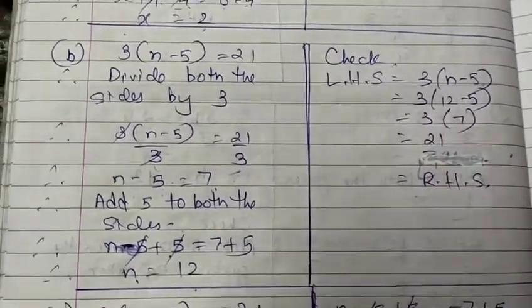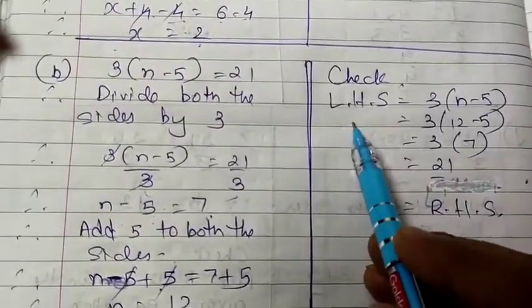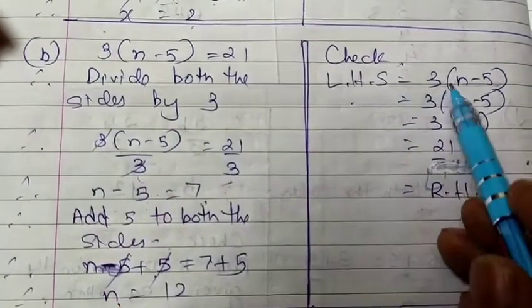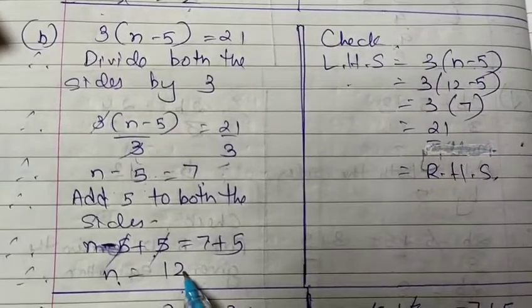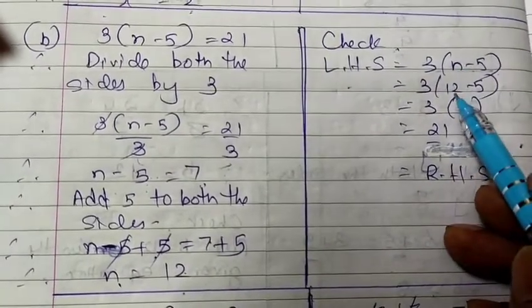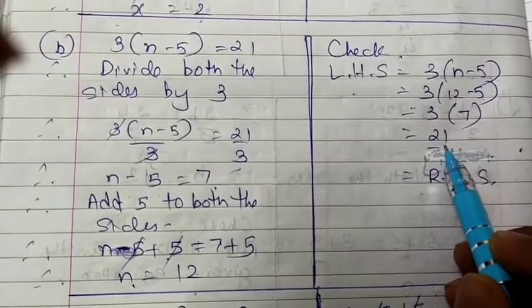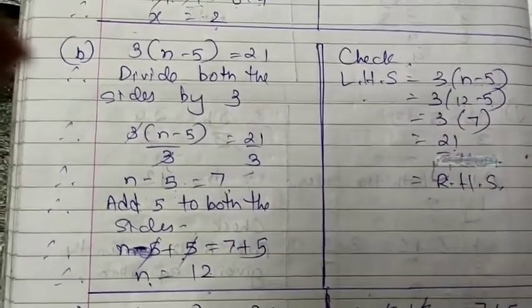Now you have to check whether LHS is equal to RHS or not. Write down the expression of the left hand side, that is 3 times, in bracket, n minus 5. In place of n write down 12. Substitute the value of n, that is 12. 12 minus 5 gives 7. 7 3s are 21. See whether it is there in the equation toward your right hand side. Yes, it is there. So we can say that it is the solution of the given equation.